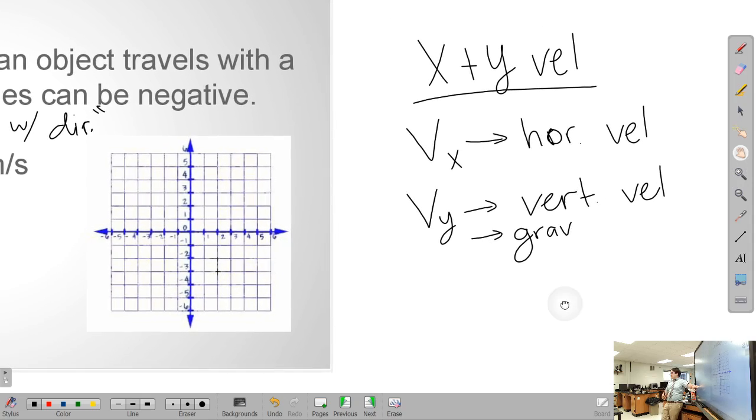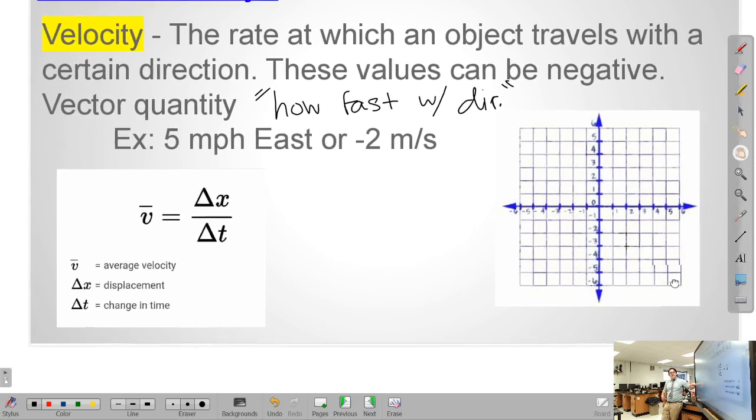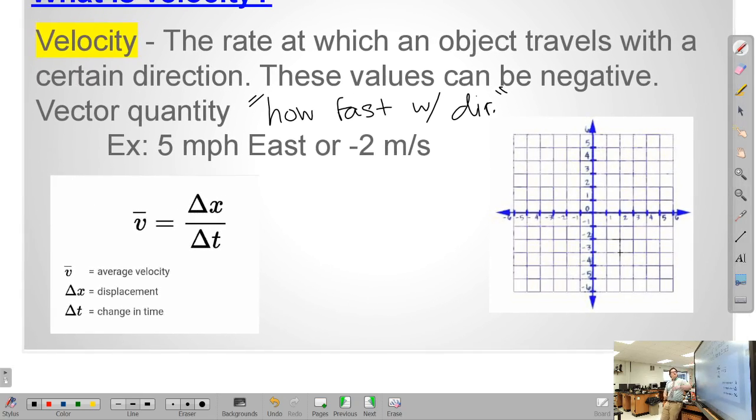Am I good here? Can I go back to the slide? So how do we write our velocity formula? We can write it one of two ways. We could say v sub x or v sub y.